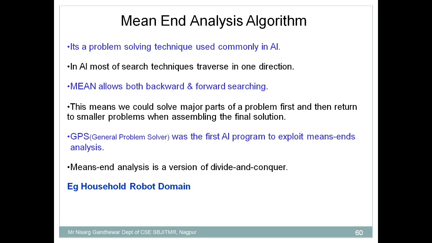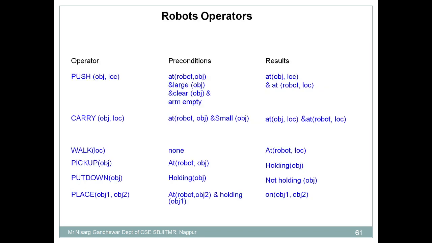We already know about the divide and conquer strategy. In order to understand means-end analysis, we'll take a simple example of a household robot. For a robot you provide different instructions, and according to them the robot behaves. A household robot can be instructed to move from one place to another, to move an object from one place to another, and so on. Related to this, robot operators are defined. Let's discuss them one by one.